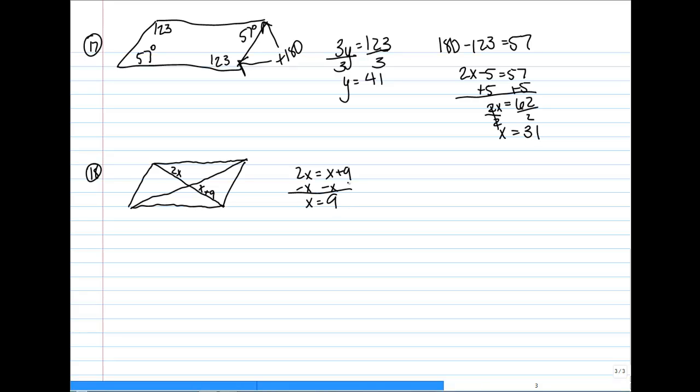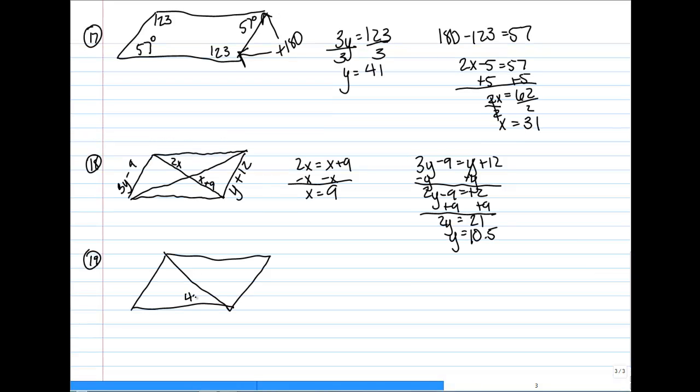X is equal to that. This is 3y minus 9. This is y plus 12. On a parallelogram, those sides are congruent. Solve for y. 2y minus 9 equals 12. Add 9. Two y is equal to 21, so y is 10 and a half.